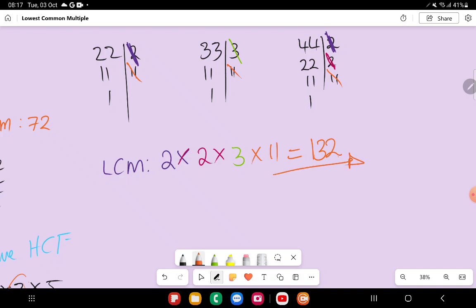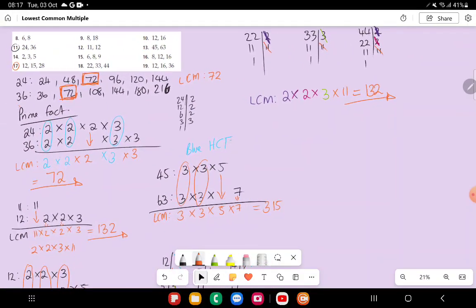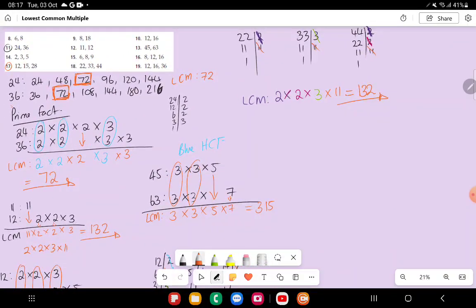Okie dokes. So I hope that you understand how to do the lowest common multiple. You can do this shape here where you're writing them down together, or you can use the ladder method. Both of them are correct. Remember that you write each number that shows up. Every number must be written down, but only once.